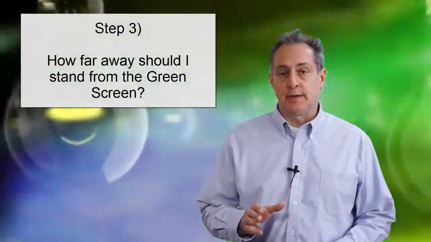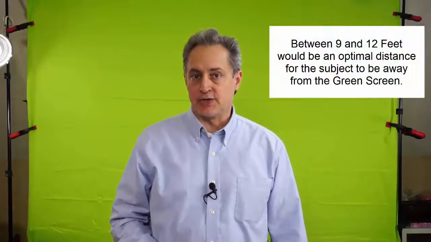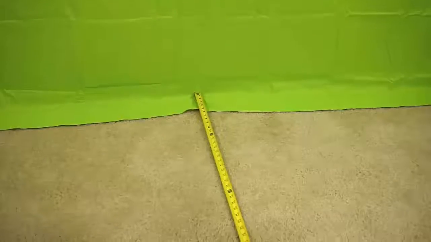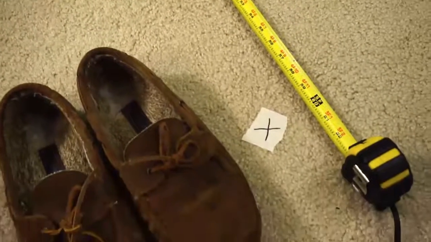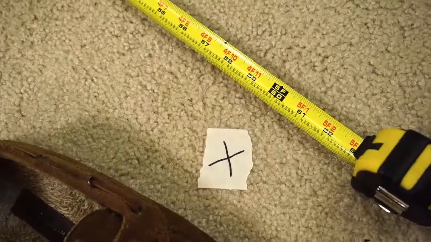Step number 3, how far away should I stand from the green screen? The optimum distance to be away from your green screen is between 9 and 12 feet. Most people don't have that luxury because their rooms aren't that big. As a matter of fact, the distance that I'm using away from my green screen is about 5 feet. So try to get around 4 or 5 feet away if you can. If you can't, then get a little bit closer.